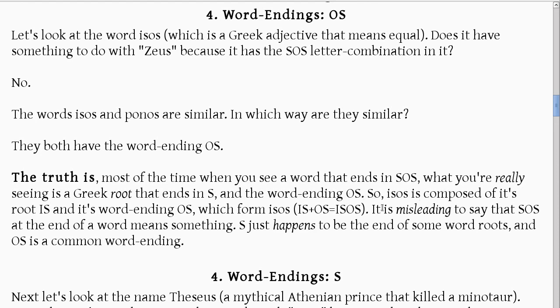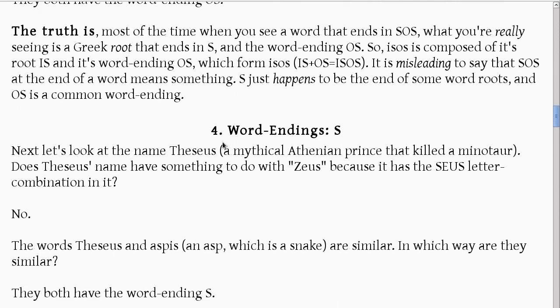So, isos is composed of its root IS and its word ending OS, which form isos. Is plus os equals isos. So this is the word ending OS, and this is the root of the word isos, which is IS. Now you can tell this when you know Greek and you look at the words, because the word ending will change, which is another thing I'm going to bring up later on in this video. It is misleading to say that SOS at the end of a word means something. S just happens to be the end of some word roots, and OS is a common word ending.